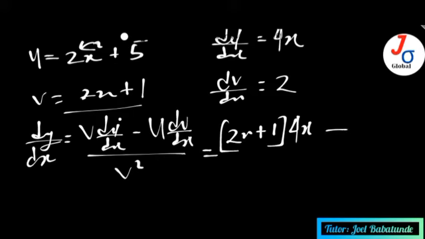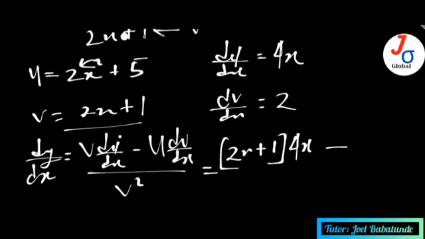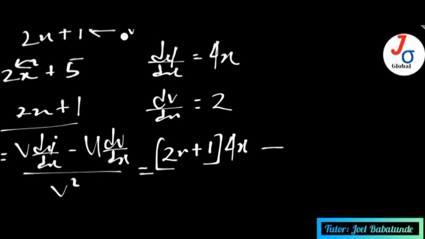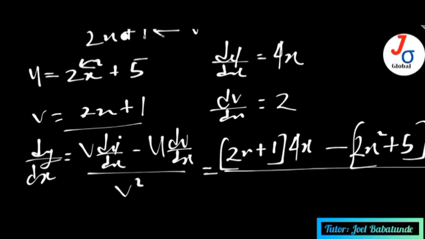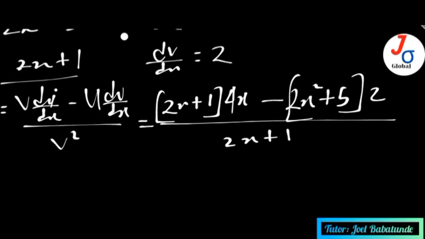Then minus, what's my u? This is my u. My u is 2x squared plus 5. What's my dv/dx? My dv/dx is 2, multiplied by 2. Then over v squared. What's my v? My v is 2x plus 1, all squared.